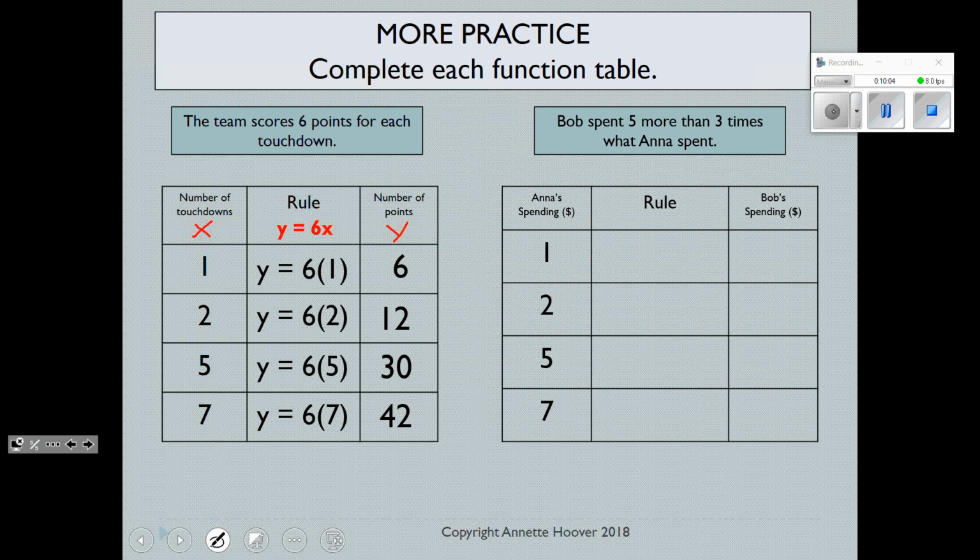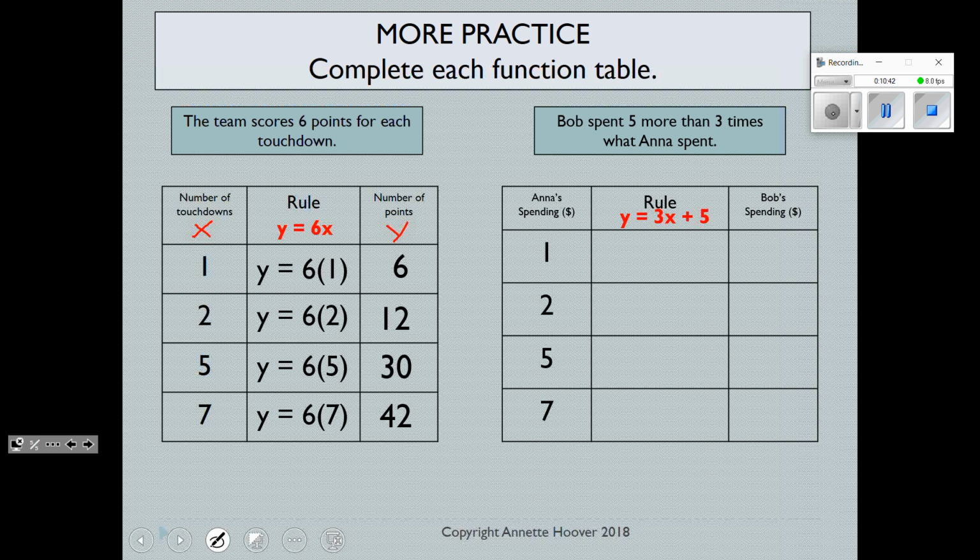Bob spent 5 more than, remember when translating, more than means to add, 3 times, so we know that this is 3 times what Anna spent. So how are we going to write an equation for that? 5 more than 3 times. So I went ahead and put the 5 more at the end. So I put 3 times and then 5 more. You could also do it 5 more than 3 times. That's the commutative property that we talked about. You're going to get the same answer.